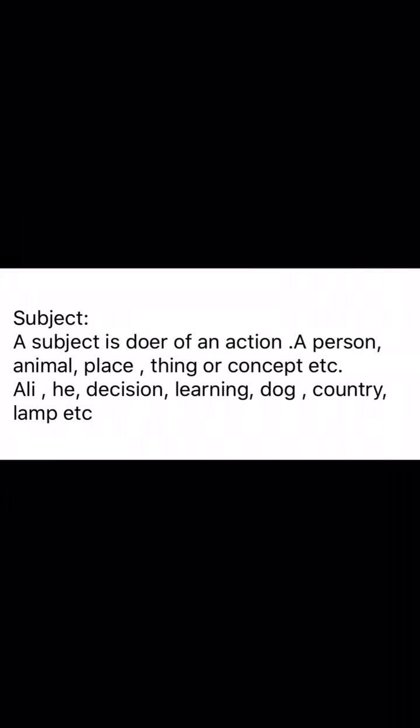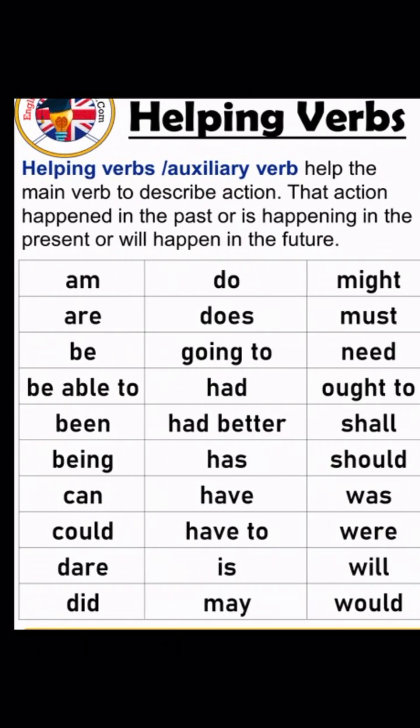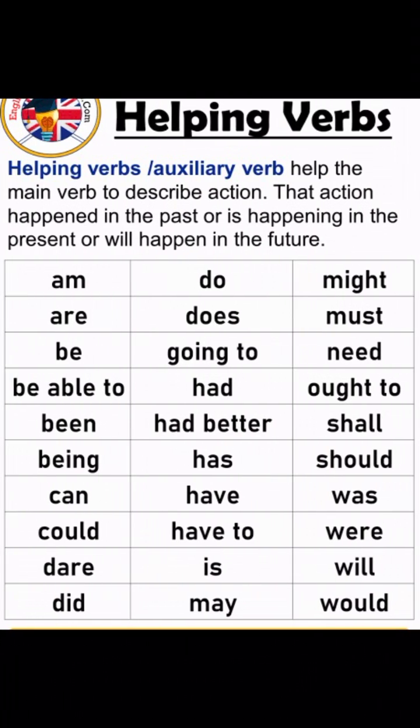Okay, what is a subject? A subject is a person, animal, place, thing, or a concept that does an action. Next is linking verbs. Okay, first, before discussing the linking verb, I'm going to discuss the helping verbs. These are the helping verbs. They help the main verb to describe action. The action happened in the past, or is happening in the present, or will happen in the future.